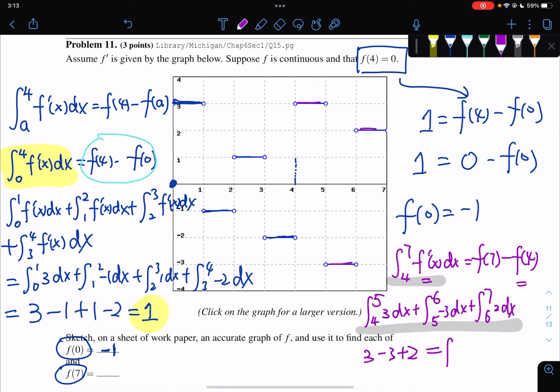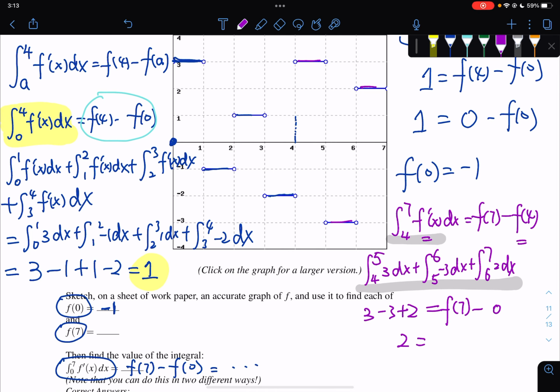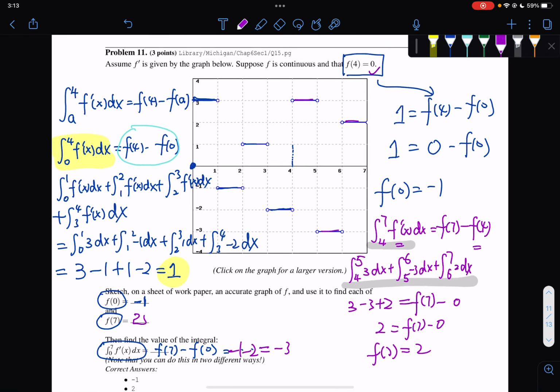My right side was supposed to be f of 7 minus f of 4. According to the problem, f of 4 is 0. So 2 is f of 7 minus 0. So f of 7 is 2. Therefore, my last piece is -1 minus 2, which is -3.